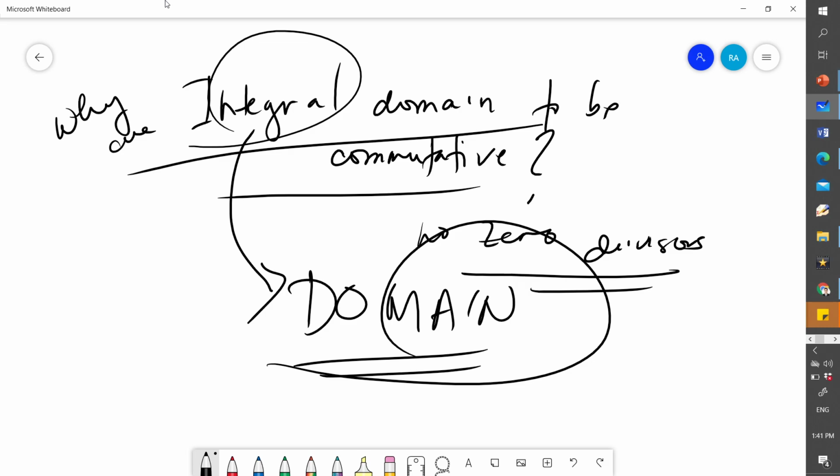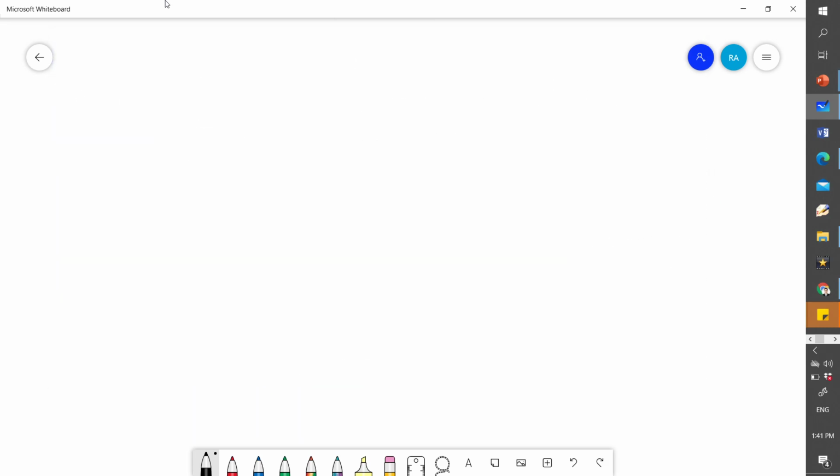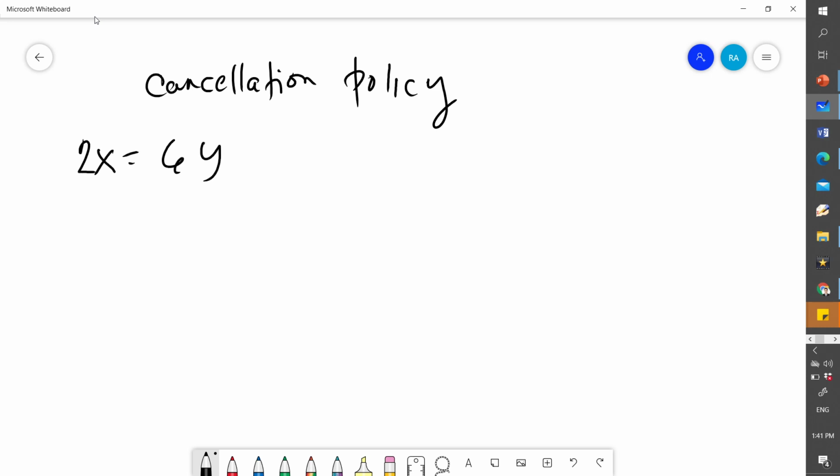So integral domains have another useful property, which is, first, let's start with the cancellation property. Suppose we have to find the solution, for example, 2x is equal to 6y. Your instinct might be to first simplify this.